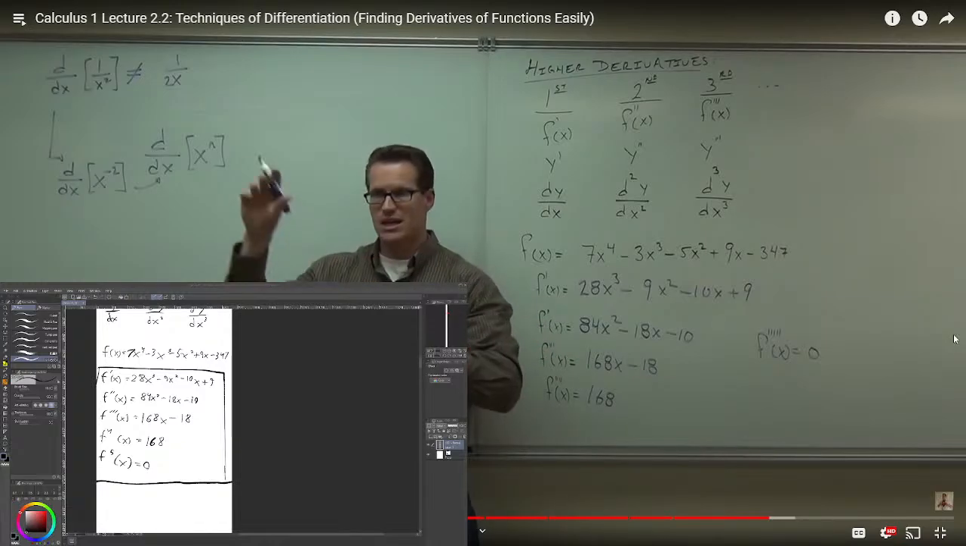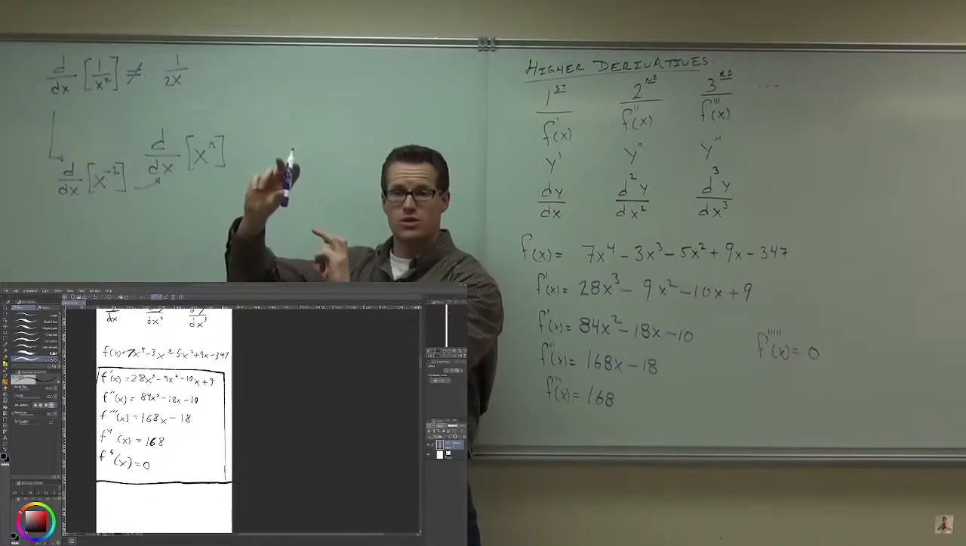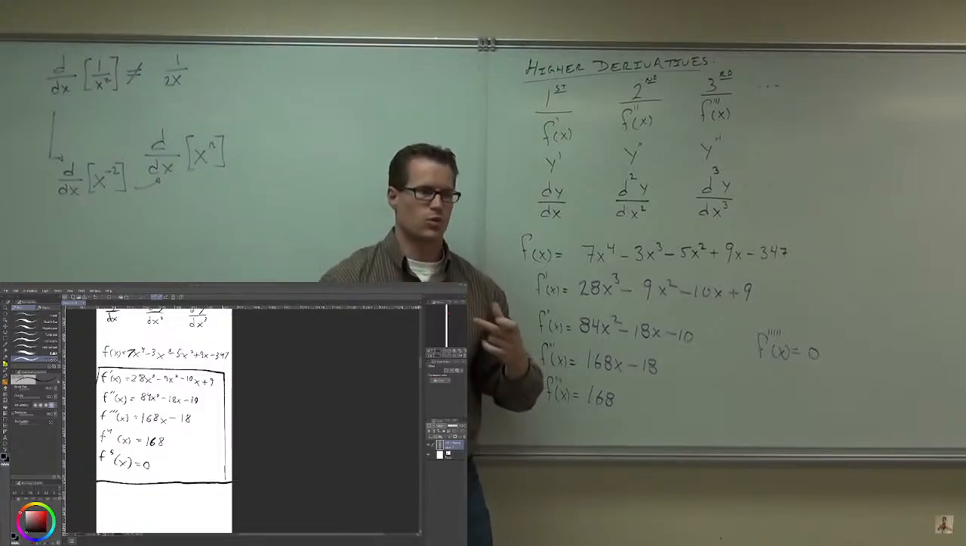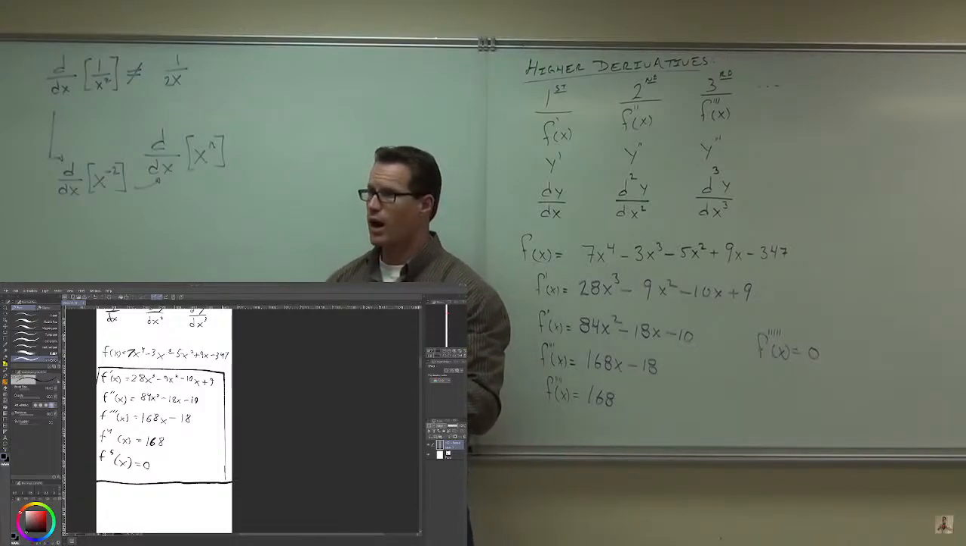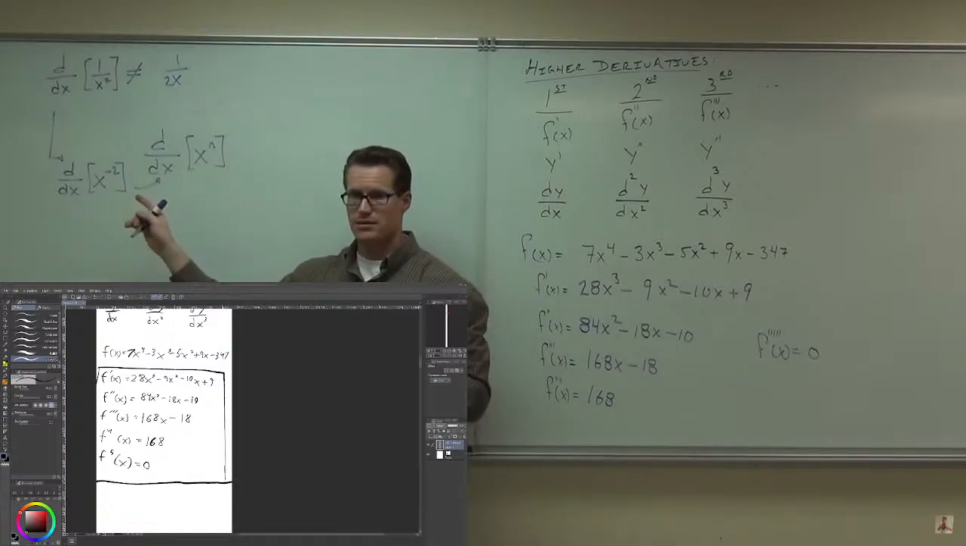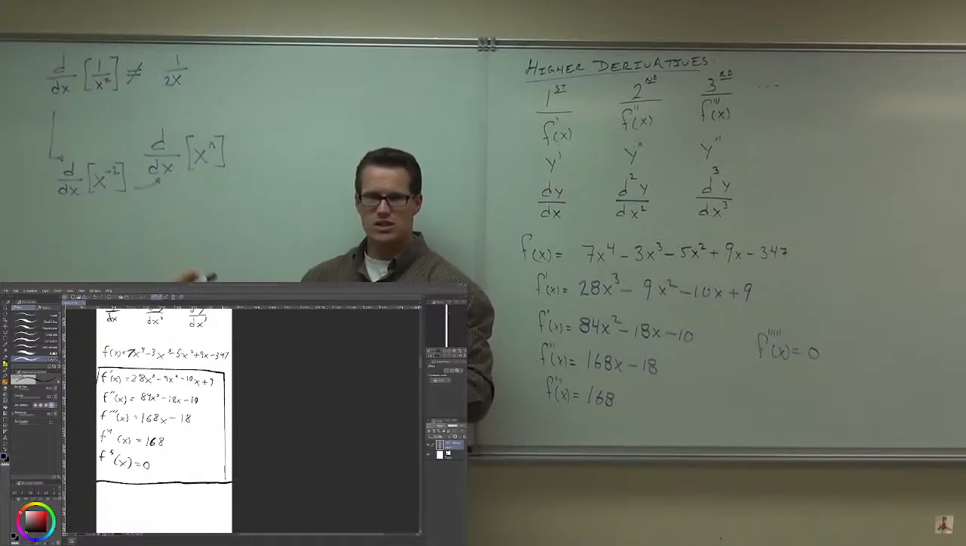Okay, so we can't just take derivatives of parts of quotients. Can't take it of parts of products. We're going to talk about those things in just a little while, but you can't just do that. You with me on this? Would you like to see one more example? Might be good for you guys to see this one.